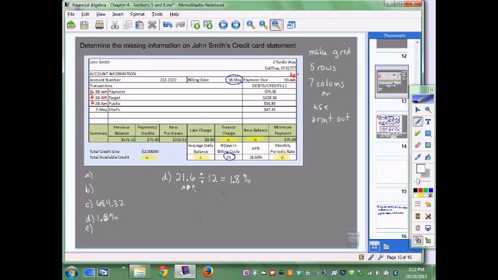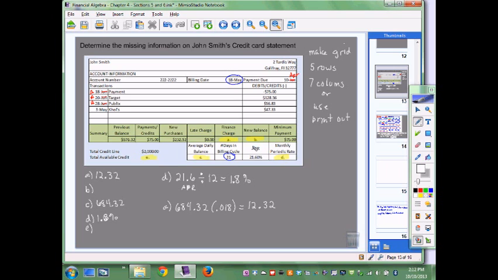All right. So we've got our average daily balance. We've got our monthly periodic rate. We can use those two things now to find our finance charge. We can do A. So we take our average daily balance times our monthly periodic rate. And I'm going to have to recalculate this one too. I get 12.32. Okay, so that's our finance charge.